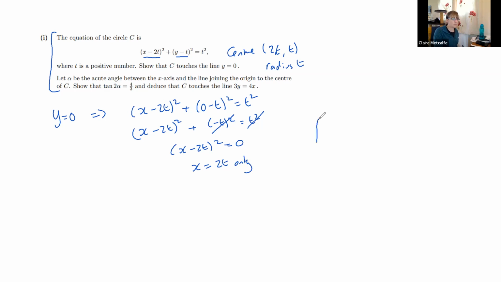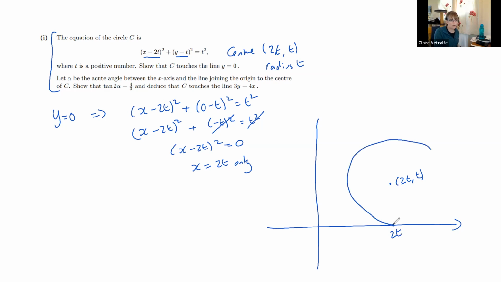And it might actually be quite a good idea to try and sketch this out. So we have a circle. We know the centre is at 2t, t, which we're going to put here, 2t, t. The radius is t, and it intersects at this point when x equals 2t. So we have a circle, which hopefully is vaguely circular. That's not quite right, but you get the picture. You get a circle which has got a centre at 2t, and then just touches the x-axis at 2t. Okay, so that's the first part of the question done. So it's quite nice to just tick it off to show that we've done it.